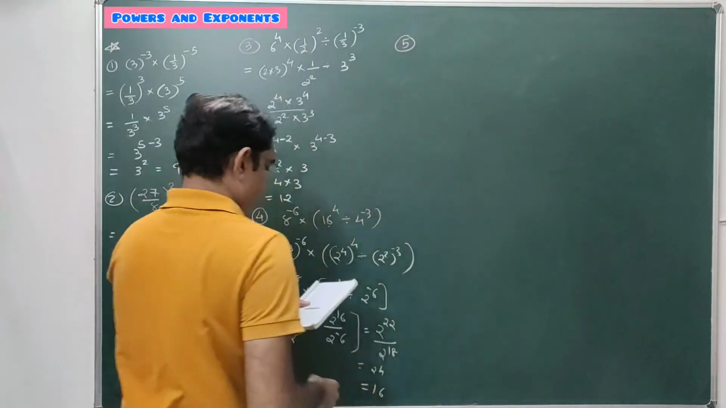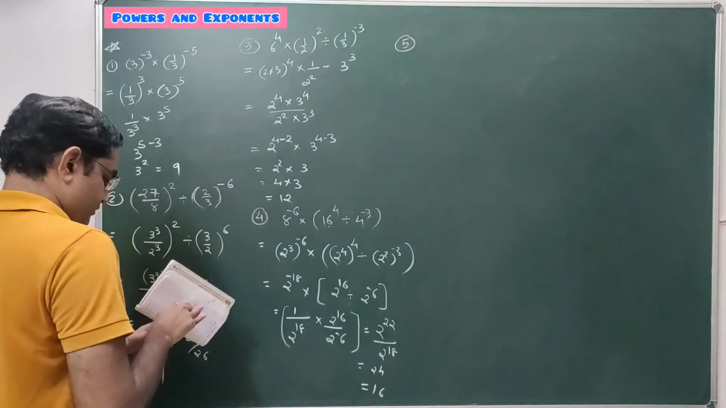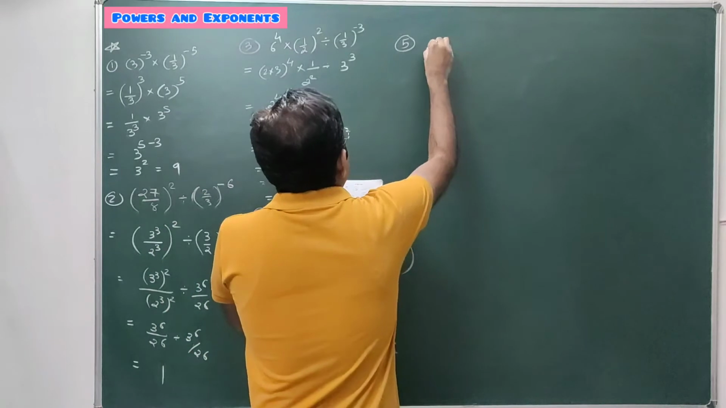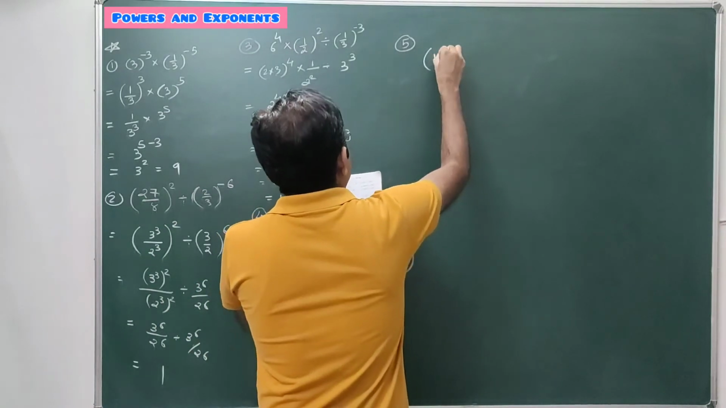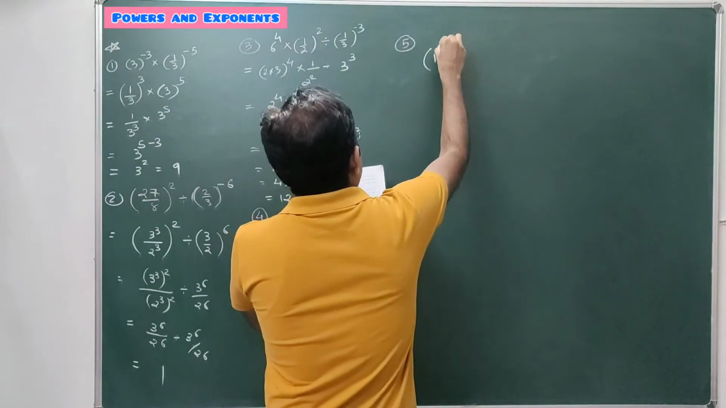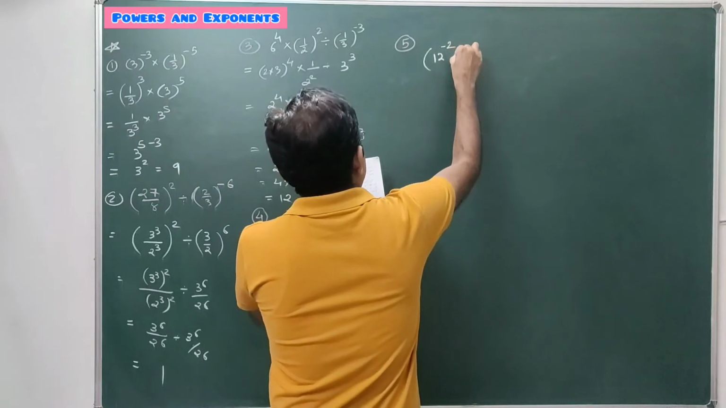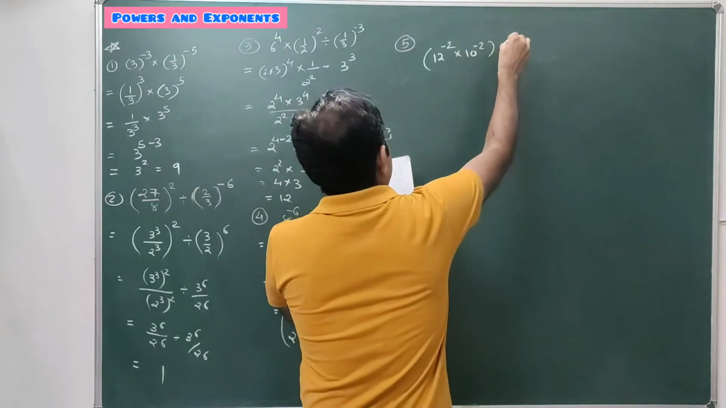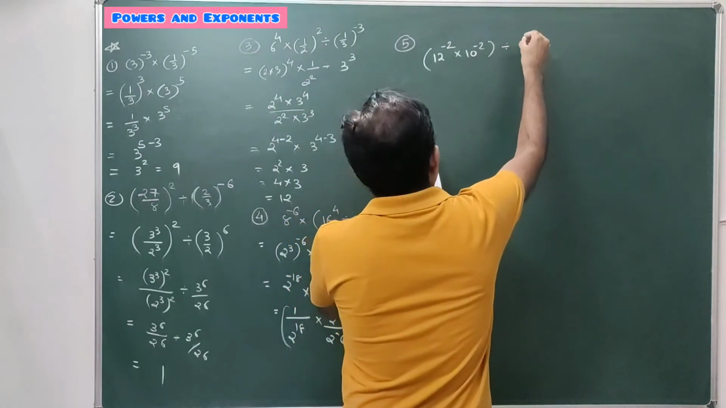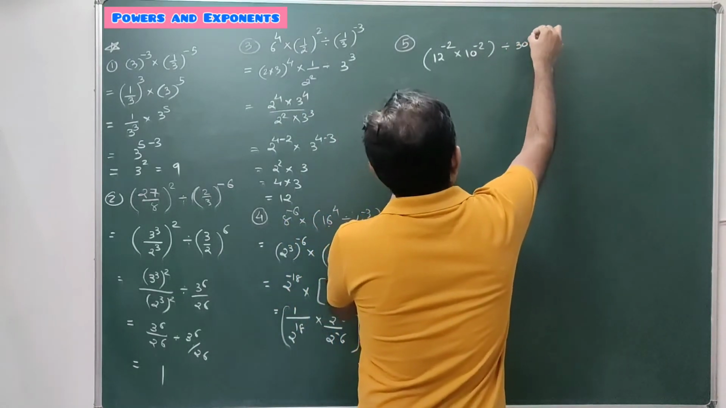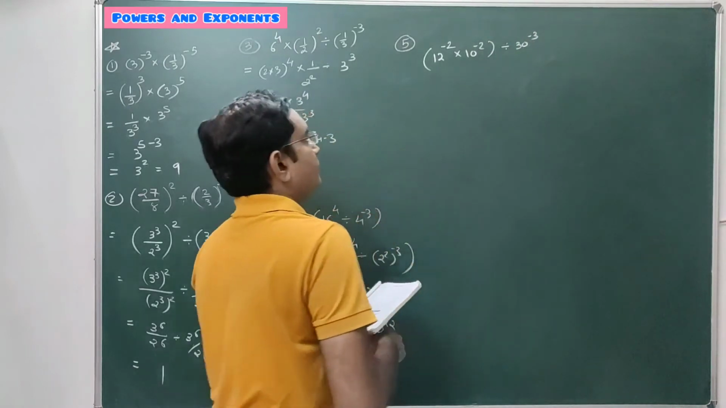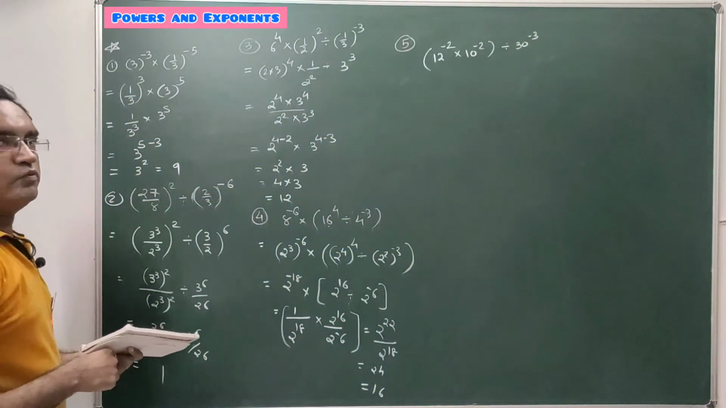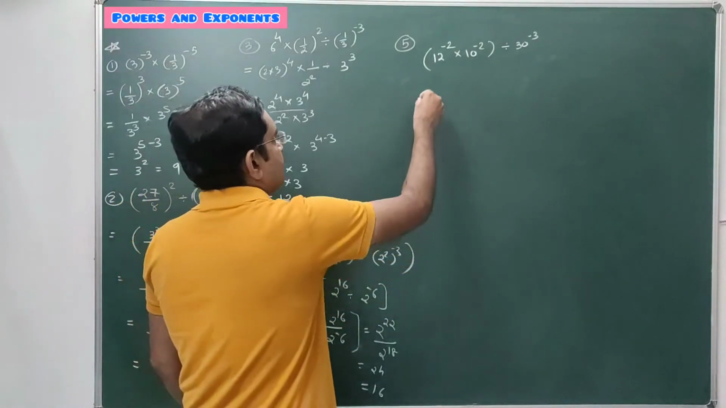Now question number 5. So here in the fifth question we are given that 12 raised to minus 2 multiply by 10 raised to minus 2 divide by 30 raised to minus 3. So here we have to write this 12, 10 and 30 in terms of 2, 3, 5. देखते हैं कैसे.